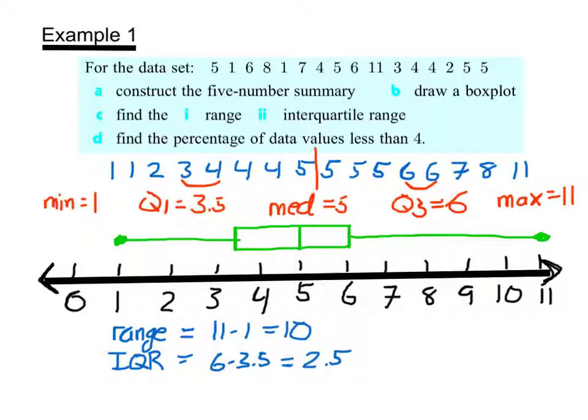And then the last question asks us to find the percentage of data values less than 4. Well, I can see that there are 4 data values that are less than 4. So 4 divided by 16 is 25%. I have 25% of the data is less than 4, and I can see that from our box and whisker plot. I know that this whisker represents the lower 25% of the data, and those numbers are less than 4.